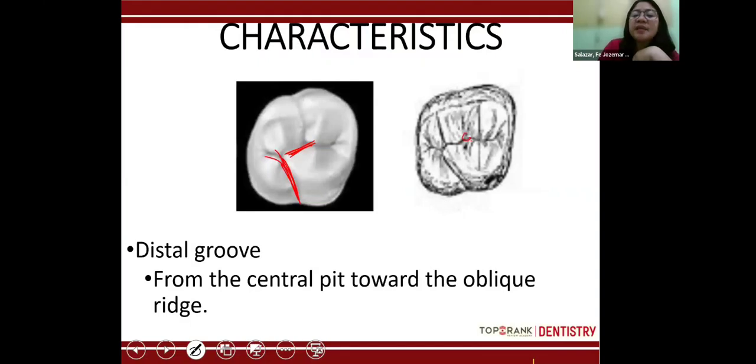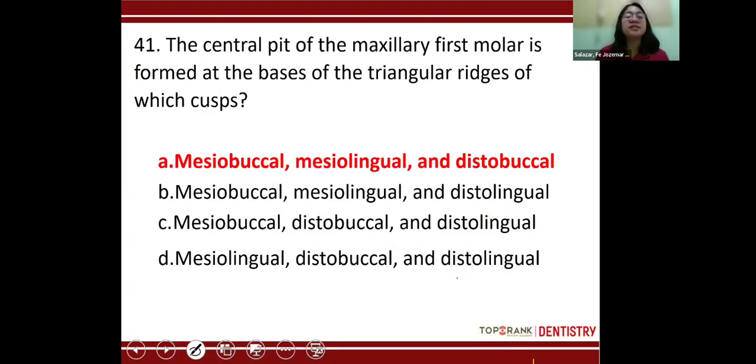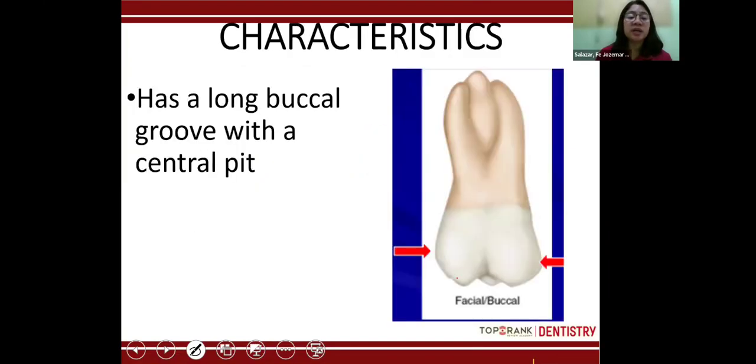Here is the central pit, so which cusps? Mesiobuccal, mesiolingual, distobuccal. Mesiobuccal, mesiolingual, not including distolingual. Mesiobuccal, distobuccal, distolingual. Wrong. So the correct answer is letter A. So the central pit is surrounded by what cusps? Mesiobuccal cusp, mesiolingual cusp, and distobuccal cusp.